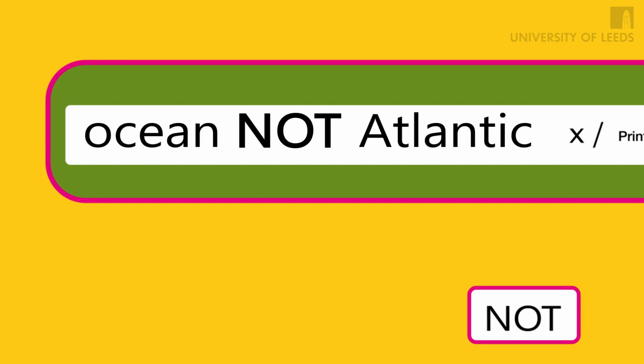Our third and last operator is NOT. Ocean NOT Atlantic will find items that include the term ocean and remove all the results with the term Atlantic. So this search, for instance, will find sources about oceans, but it will exclude any results that include the Atlantic Ocean. But be careful, NOT can be a little bit tricky because you need to be sure you are not excluding relevant items, so it is generally advised to avoid using the NOT operator.